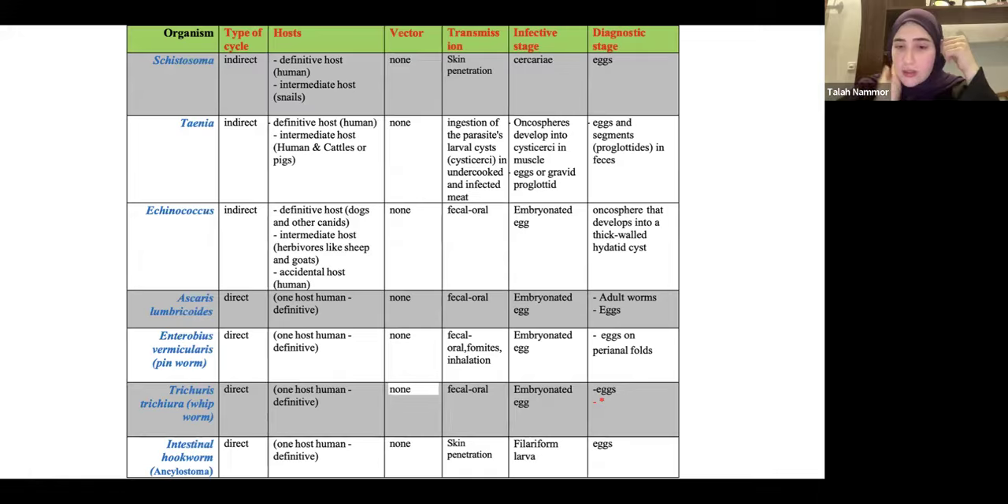But the rest are boring. The rest are all fecal oral. Okay? Clear? Except for the pinworm, which is Enterobius vermicularis. Why are we saying fomites? Because basically when a baby sleeps and the worm decides to leave and go out, it might leave things on the bottom of the baby.